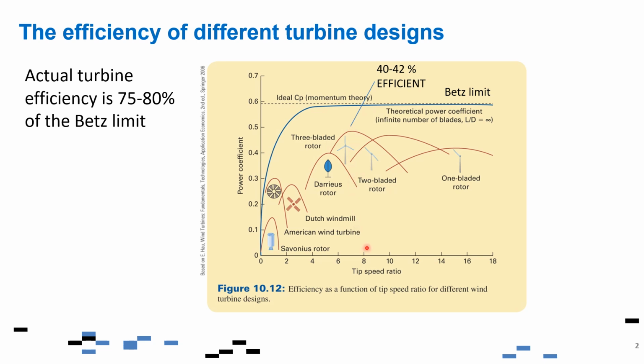This efficiency is basically based on the tip speed ratio. When we say tip speed ratio, it is the ratio of the speed of the fastest moving tip of the blade or rotor to the actual wind speed. All right. So the fastest tip of the blade or rotor to the actual wind speed is the tip speed ratio. Based on that ratio, we can get the efficiency of the various designs of the wind turbines. All right.